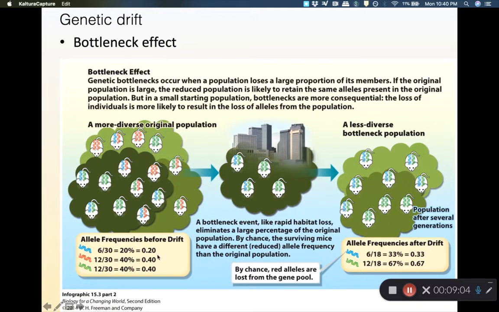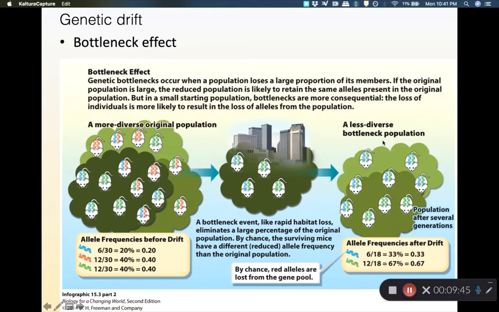And again, you see differences in these allele frequencies before and after this large event that randomly selected these genes and alleles. And again, by chance, the red alleles were completely lost from the gene pool. So again, we have a random event that causes the loss of a specific allele, and we have now a new, less diverse bottleneck population. So we've gone from something that is more diverse to something that is less diverse.